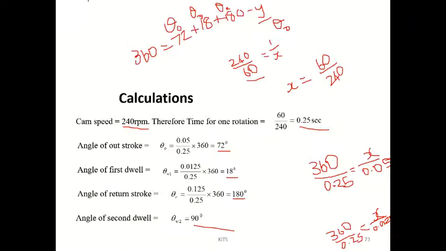See, in the earlier problems, we don't have these kinds of calculations because they will give the angle value directly. But in this problem, they didn't give the angle value directly. That's why we are doing these kinds of things.